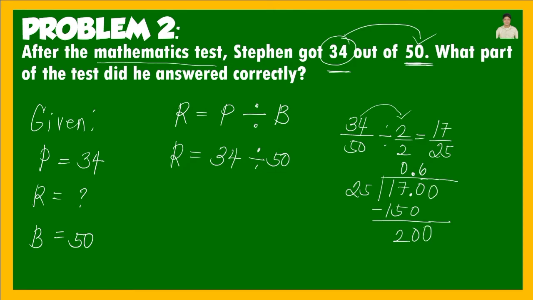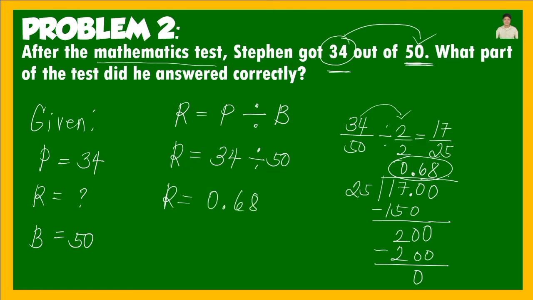So, 20 divided by 25 kasi cannot be. Kaya nag-add tayo ng another 0. So, magiging 200 siya niyan divided by 25. That is 8. 25 times 8, that is 200. Then, subtract. The answer is 0. So, that is 0.68. So, yun nakuha nating answer, 0.68.